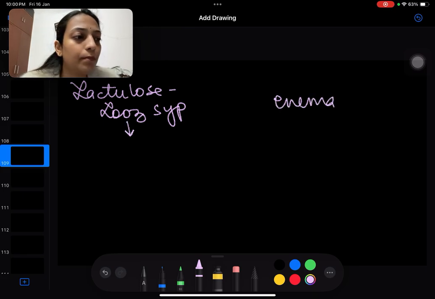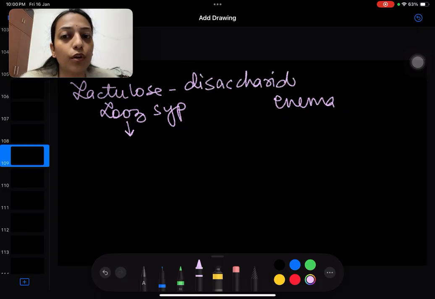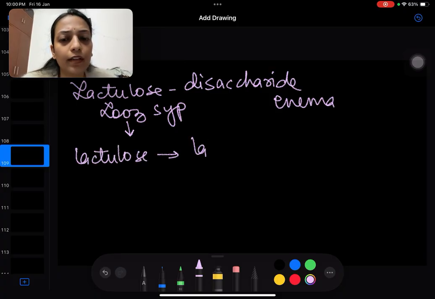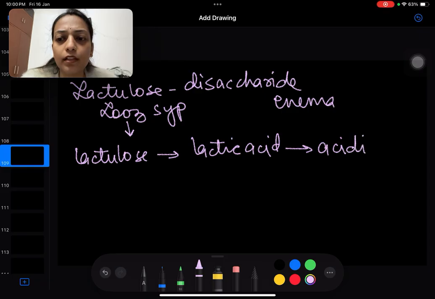So this syrup, see, first of all, what is lactulose? Lactulose is a disaccharide. Does it get absorbed in the body? Huge no. It does not get absorbed in our body. It is minimally absorbed in the bloodstream. What happens is this lactulose gets converted to lactic acid in our gut, and it makes the environment acidic. This acidic environment traps the ammonia.